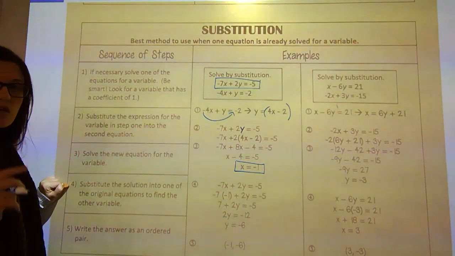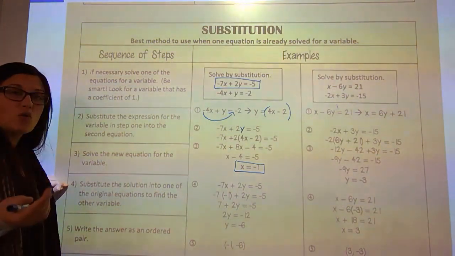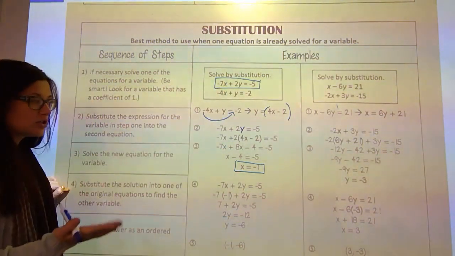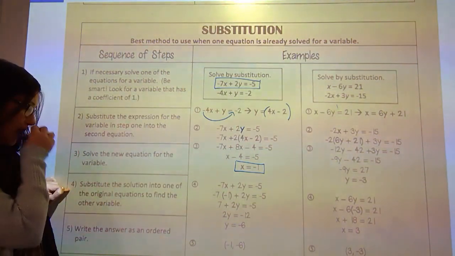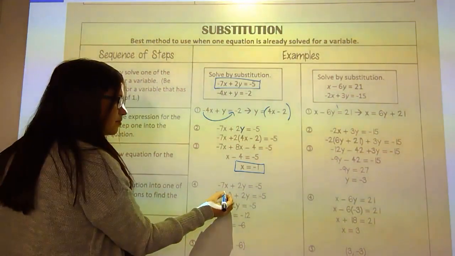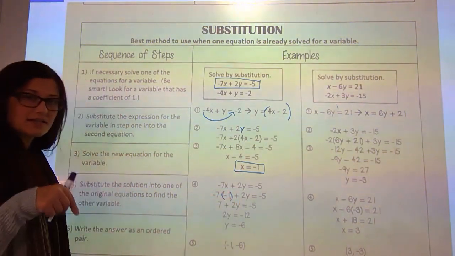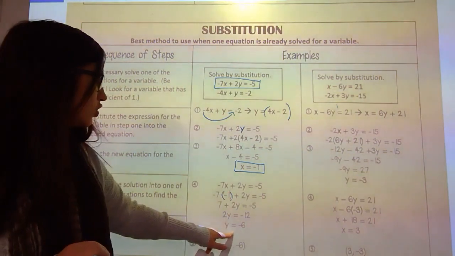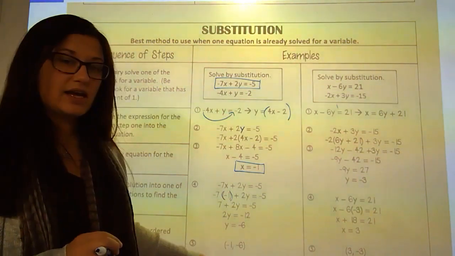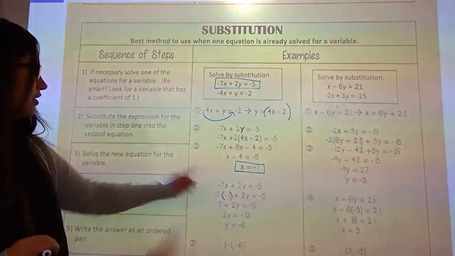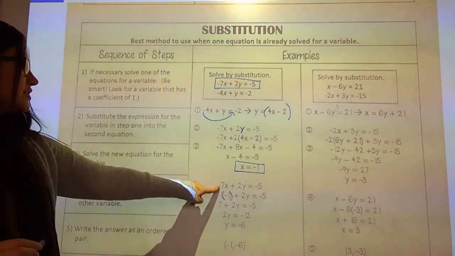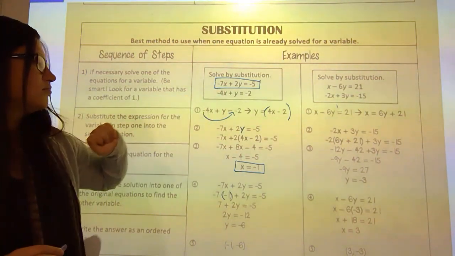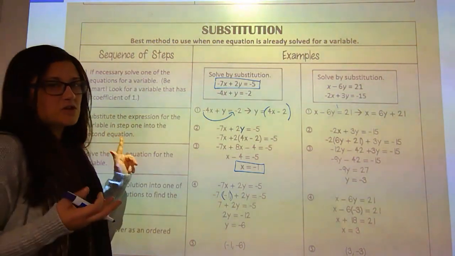Once you're done solving, you have the x, but you still need the y. So what do you do? You can pick either one of your original equations. It doesn't matter, okay? But you're gonna plug that number, negative 1, back into there, okay? And then once you're done, you'll end up with y equals negative 6, okay? So here, they plugged it into this first equation again. I think I probably would have plugged it into that one. Maybe a little bit easier, but it doesn't matter.